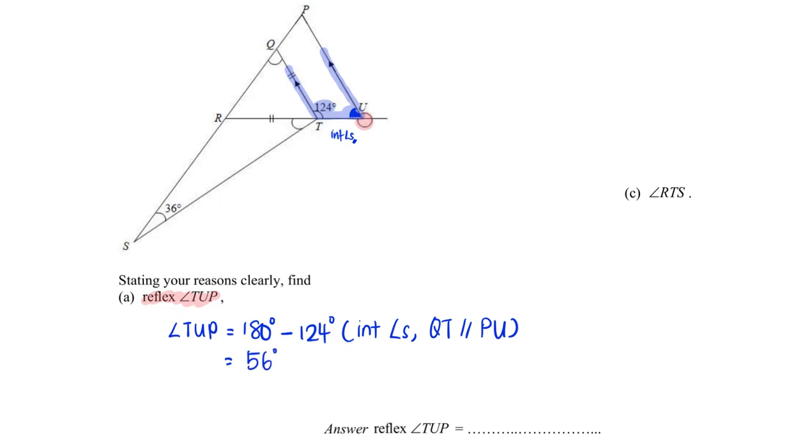And therefore, I will be able to find my reflex angle TUP now. 360 minus away my 56 degrees, because they are angles at a point. 304 degrees.